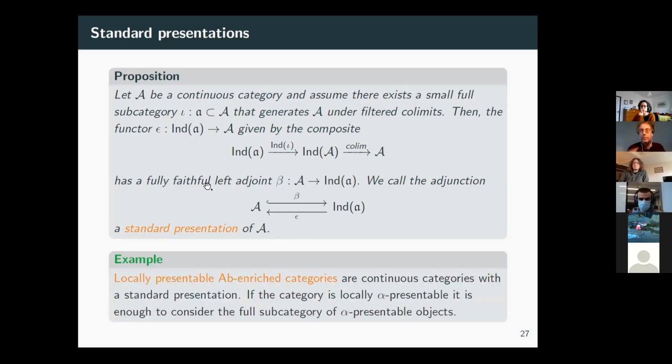As a first example, by the previous theorem, we know locally presentable categories are retracts of finitely accessible categories. So in particular, they are continuous. But furthermore, they do have a standard presentation. If your category is locally alpha-presentable, just take little a to be the full subcategory of alpha-presentable objects. Those generate your category under filtered colimits. So you are fine. You can apply this proposition and you get a standard presentation.